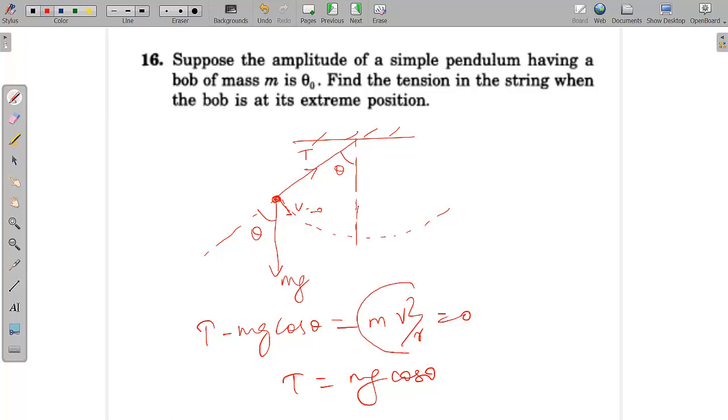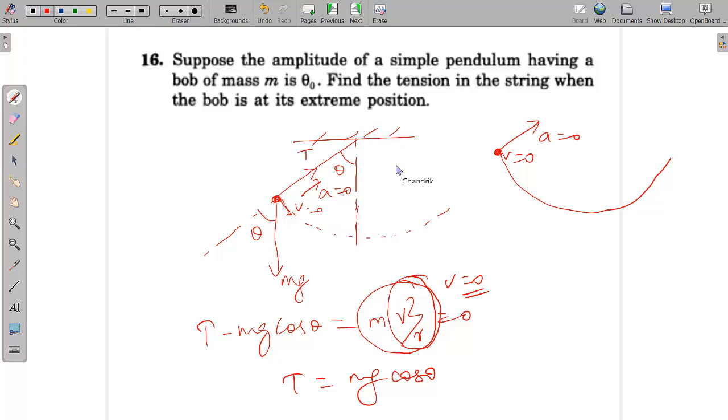V is 0, so that centripetal acceleration is 0. So the acceleration towards the center is 0. Understood? Since there is no motion, this is part of a circular motion, but here it is at rest. The velocity is 0 actually. So at that time there is no acceleration towards the center. The tension is acting because of the mass. The mass is trying to pull it down. That's why there is a tension. So the tension is actually equal to the component of the mg force. Understood? That's why there is a tension.